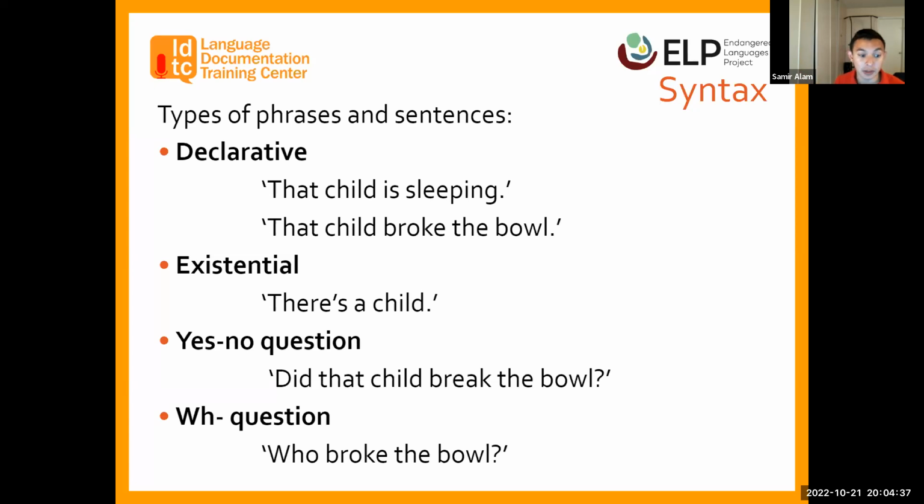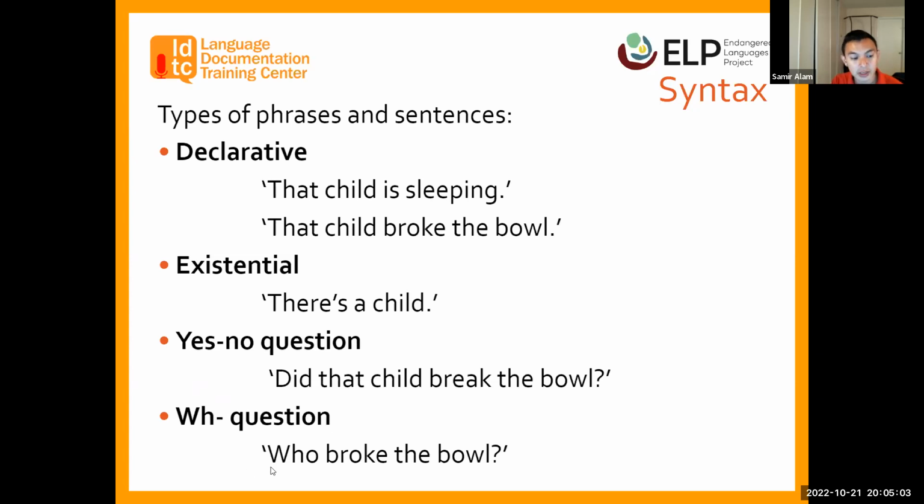Other languages do this differently. In some languages, you could add a particle at the end of the sentence, or you can change the intonation, and that would make something a yes or no question. So, the child broke the bowl. In some languages, you can add a word at the end to make it a question. You can add a word in the middle to make it a question. You can change the intonation. In English, we add a did at the beginning of the sentence, and we also use a special intonation.